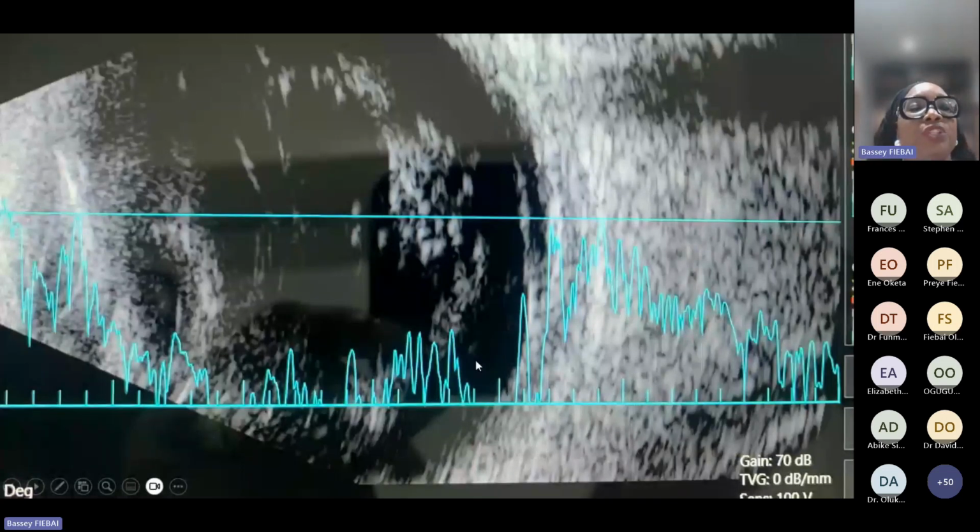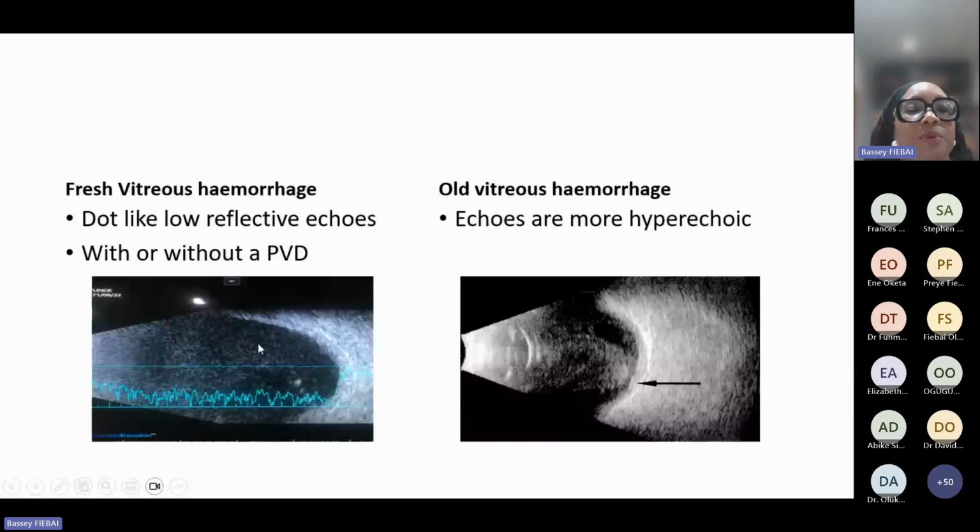So here you can differentiate a fresh vitreous hemorrhage, where you see this homogeneous pattern, and you can see that the spikes are the same. It's homogeneous, low to medium intensity spikes. Compared to the old vitreous hemorrhage, there's no A scan over it here, but this will give you higher spikes, and you can see that the intensity is more hyperechoic than what you have with the fresh vitreous hemorrhage.